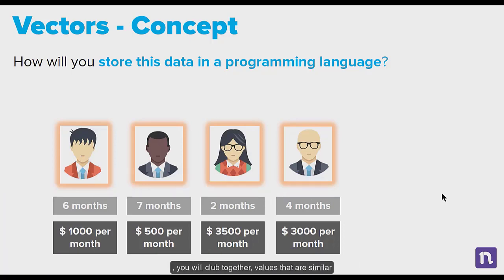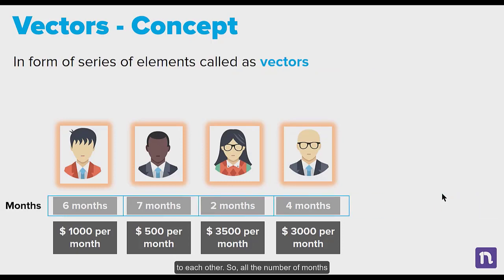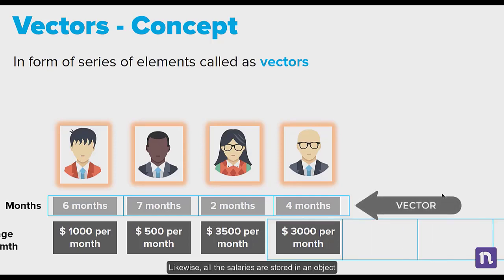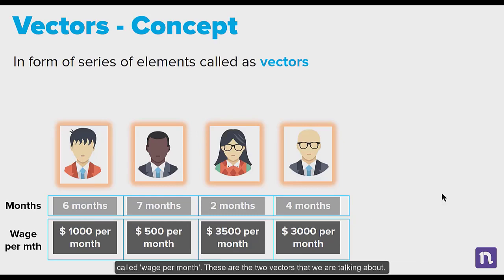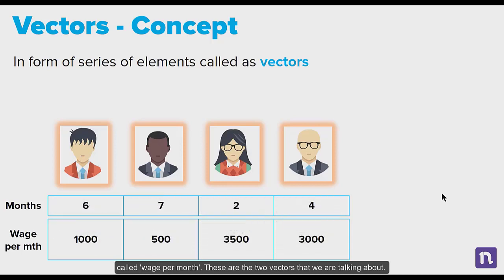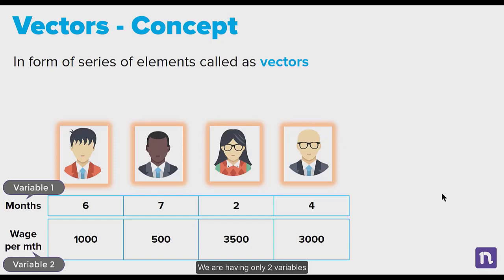What we will do instead is club together values that are similar to each other. So all the number of months that the different employees have worked for the company, all these variables we will club together and store in an object called months. It is this object that we are referring to as a vector. Likewise, all the salaries are stored in an object called wage per month. These are the two vectors that we are talking about. Now, by doing this, instead of having 8 variables, you have only 2 variables.